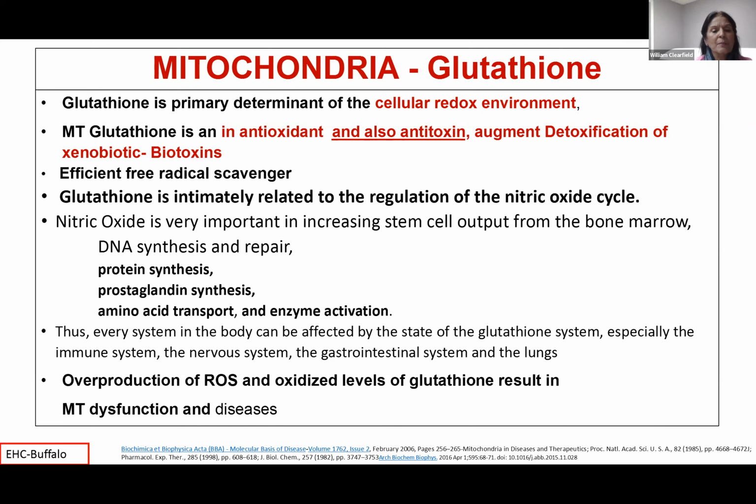Every system in the body can be affected by alteration of the glutathione system, especially the immune system, nervous system, and GI system, as well as the lungs. Overproduction of reactive oxygen species occurs. Oxidation of the glutathione results in mitochondrial dysfunction and disease.